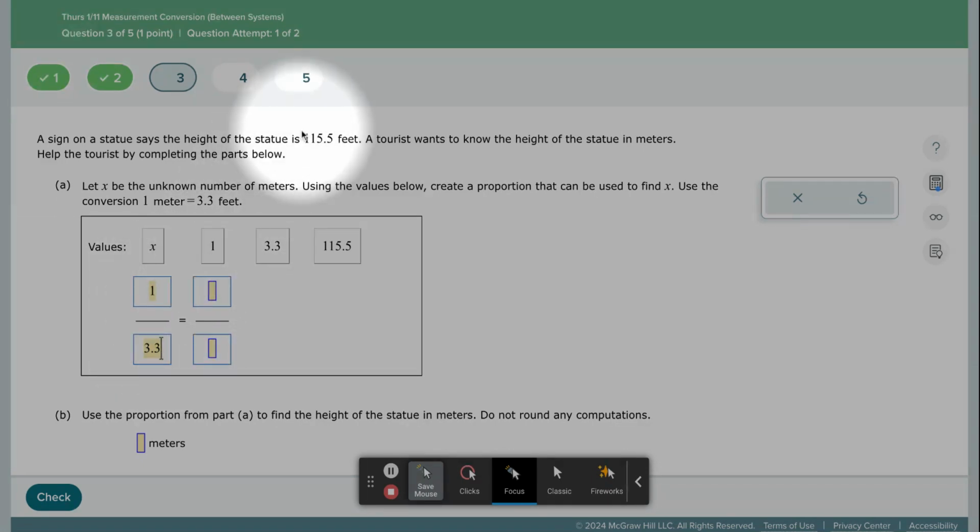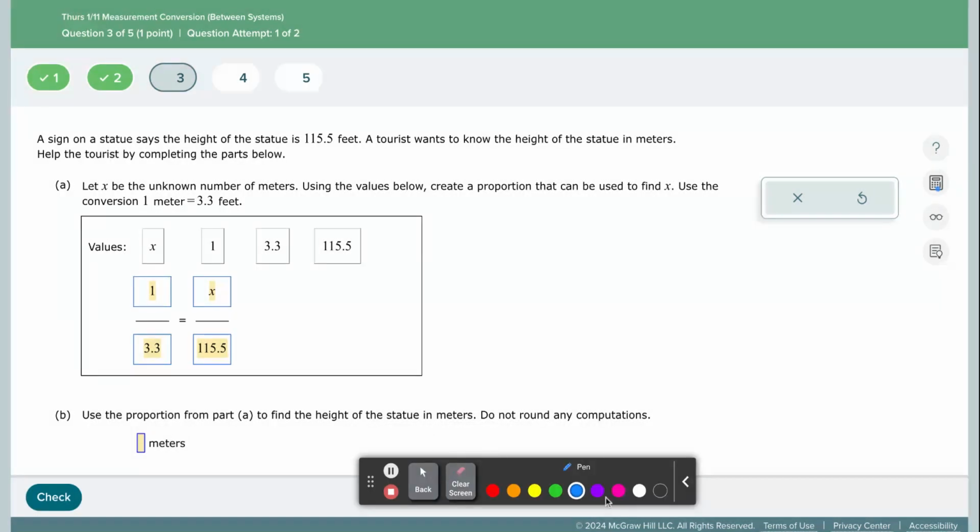So when I go back up to my problem, because that's my second part of my proportion, the number given to me, 115 and a half feet, feet is on bottom, right? Because that's where I put my 3.3. So that's where I have to put 115 and a half feet, okay? And I'm trying to find the meters, and meters is on top. So that's where my X goes, all right? Now I'm just ready to solve, okay?